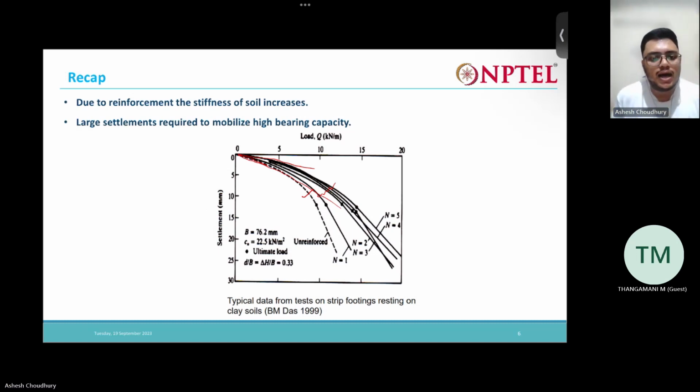Okay, right. And one more thing, you can see here that large settlements are required to mobilize the high bearing capacity. So in the reinforced case, if you want to mobilize this high bearing capacity, a large amount of settlement is required to mobilize it.